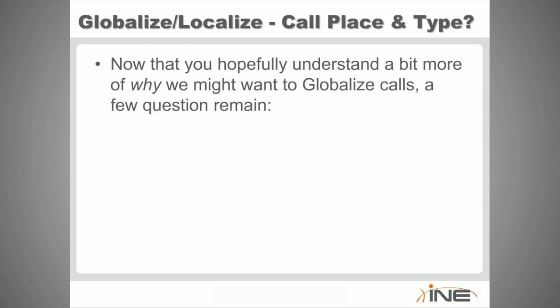Okay, so globalization and localization, the call place and type. Now that you hopefully understand a bit more, or possibly even fully understand why we might want to globalize calls, a few questions remain. Where and when, and I've actually already covered these, so I'd like you to answer them. Where and when should you globalize numbers? Anyone want to field a response in the Q&A? When should we globalize numbers?